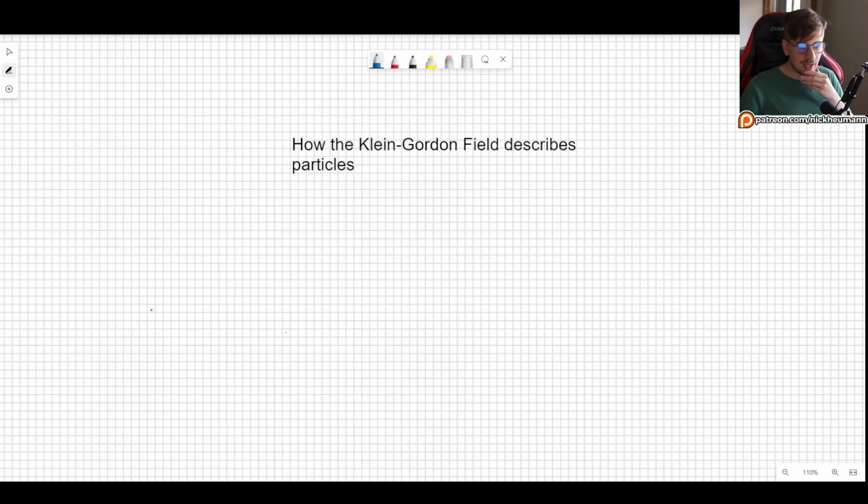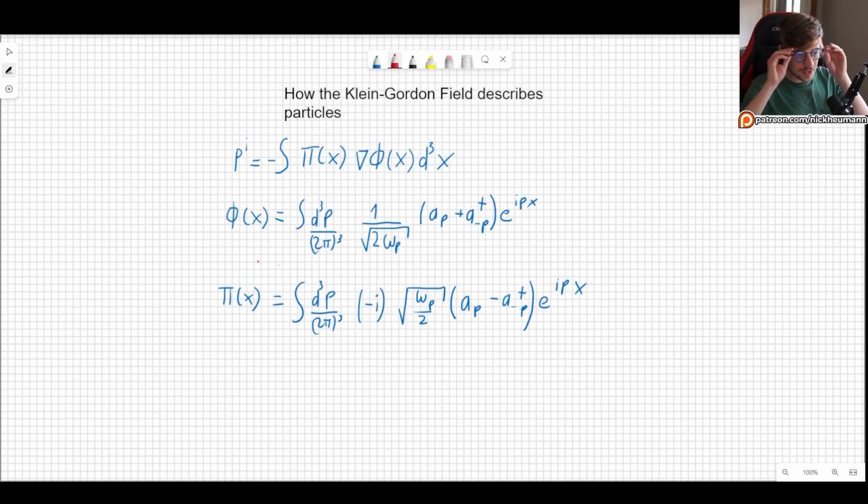Okay, so to do that, let's go back and recall some of the expressions that we have derived before. Here I have written down some of the expressions that we derived previously and that we will now use to understand what the Klein-Gordon field describes. The first expression here is simply the expression for the momentum that we found from the energy momentum tensor that we derived using Noether's theorem. I did that in the previous video in the playlist. You can go and watch it there if you don't know where that expression came from.